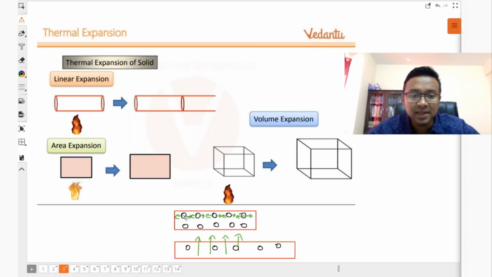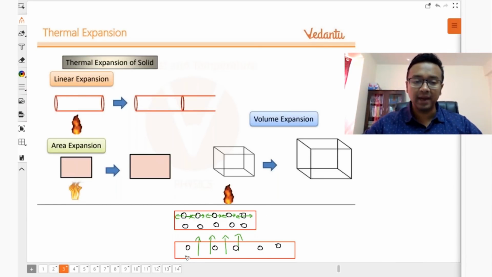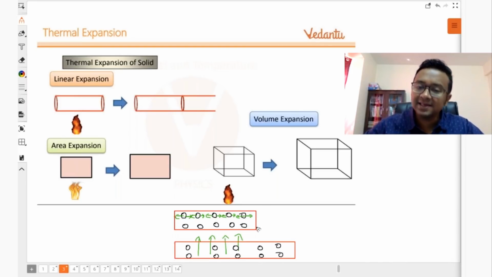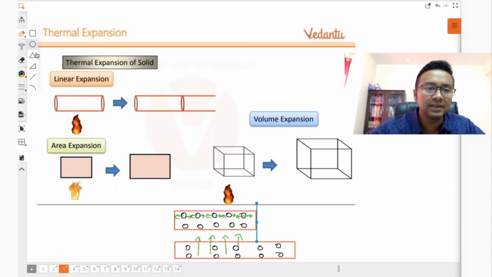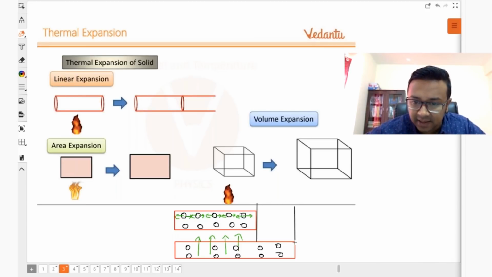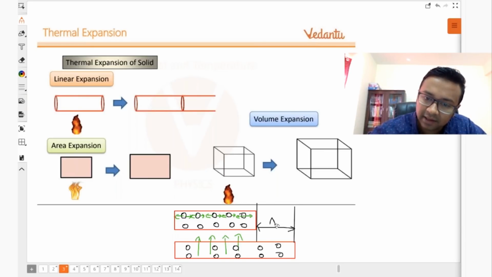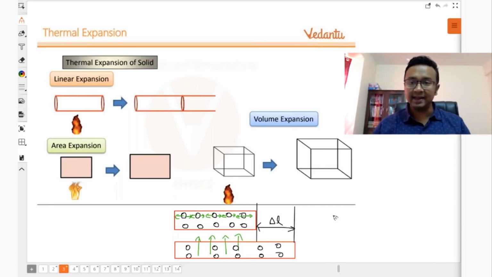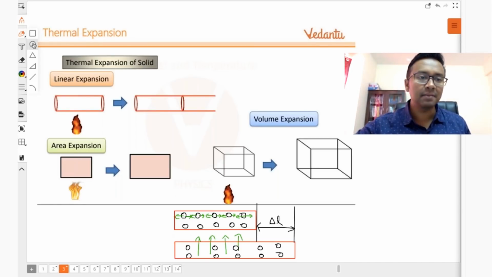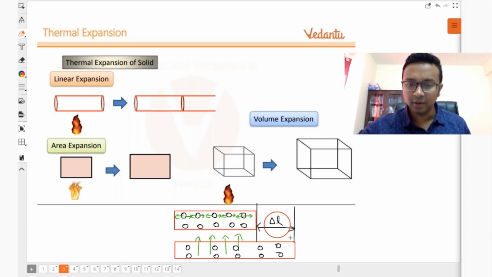So the region that these molecules require in order to vibrate has to increase due to their increased energy. As a result, what is happening, my dear students? The length of the conductor is forced to increase by a particular length, call it delta L. Delta L is nothing but the change in length which has taken place. Why? Due to the process of heating.